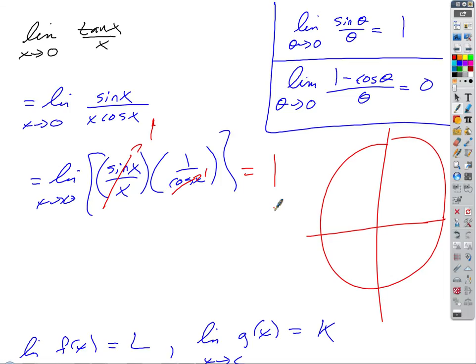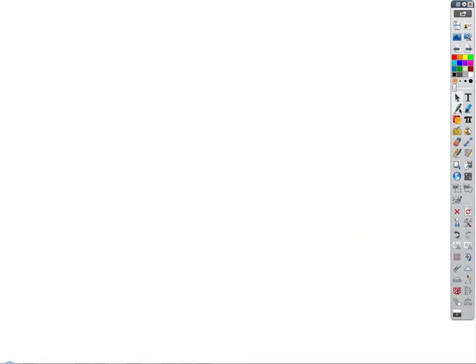Okay. Time for one more. How about one like this? What if we want to take the limit of sine 5x over x as x approaches 0?